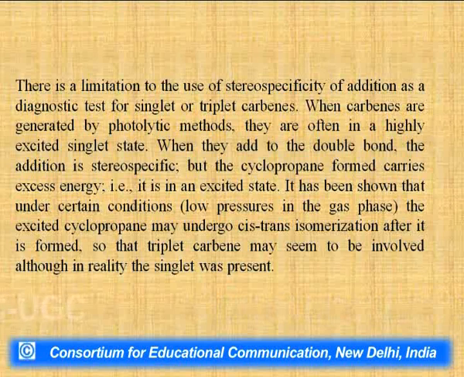When carbenes are generated by the photolytic method, they are often in a highly excited singlet state. When they add to the double bond, the addition is stereospecific, but the cyclopropane formed carries excess energy, that is, it is in an excited state. It has been shown that under certain conditions, what are these conditions? We can say low pressure or in gaseous form, gas phase, the excited cyclopropane may undergo cis-trans isomerization after it is formed. So triplet carbene may seem to be involved, although in reality singlet carbene was present.